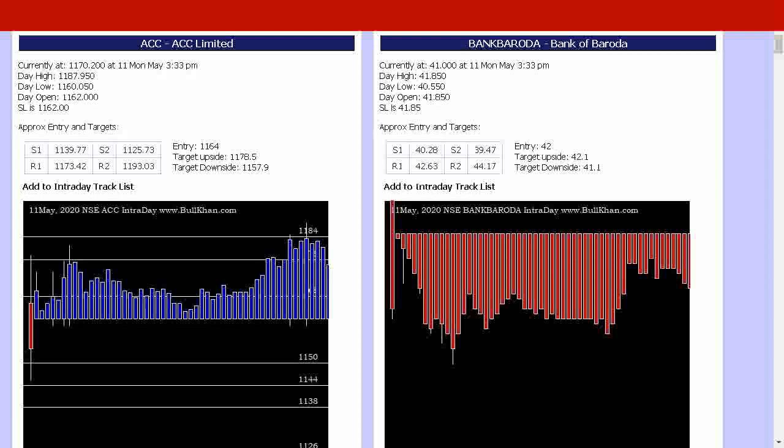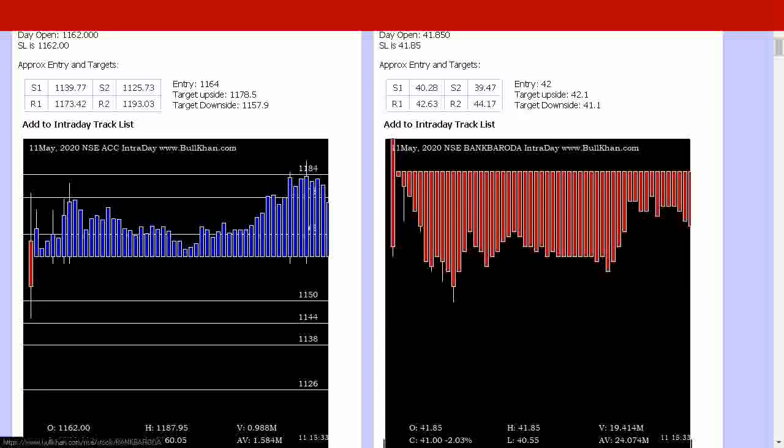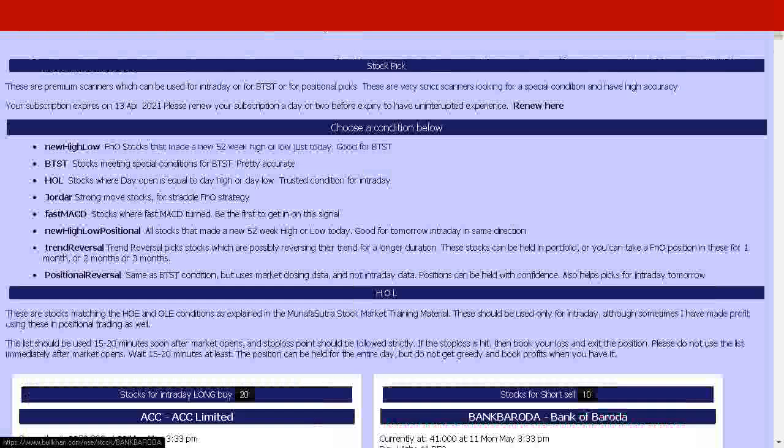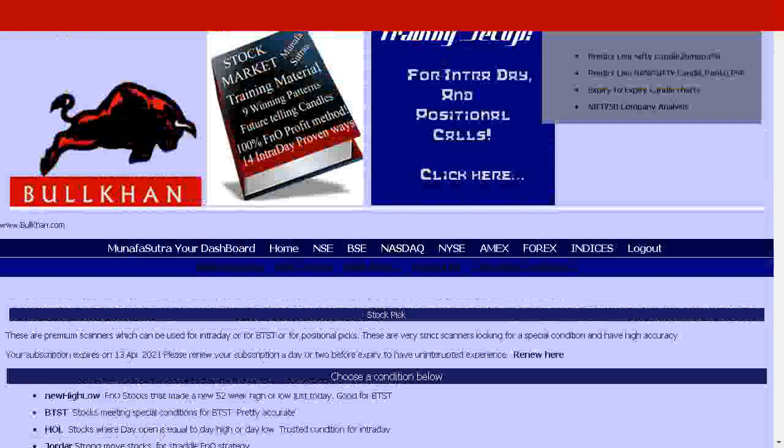Stop loss is hit very rarely. Almost never. If you take 100 calls based on this, then maybe 4 or 5 times, a couple of cases. 90 to 95% accuracy is there in this strategy. This is why we use this one most of the time.